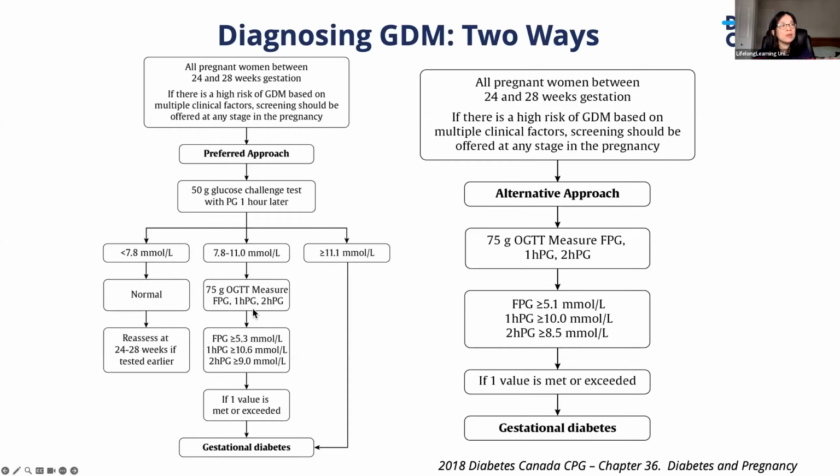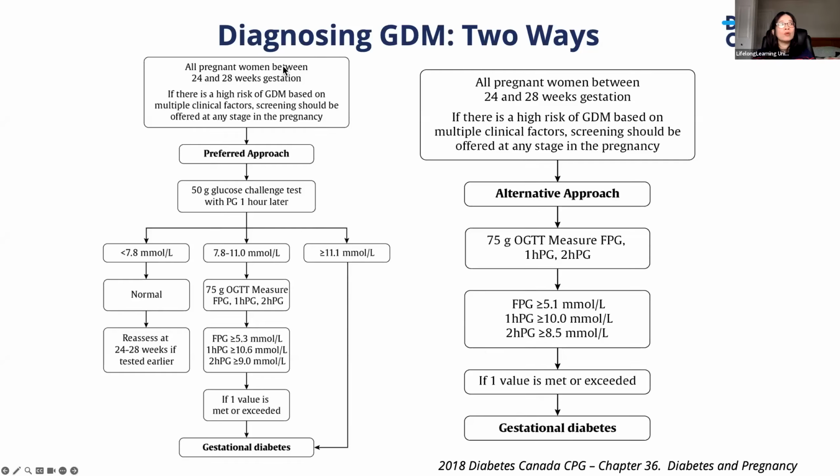For those in the intermediate, they go on to have a 75-gram oral glucose tolerance test, which is 75 grams of a sugary drink. And this is shown on this slide, where people will get the 75-gram drink, and they will have blood testing before they have the drink, 1 hour after they have the drink, and 2 hours after they have the drink. And if any of those values are high, then a diagnosis of gestational diabetes is made.